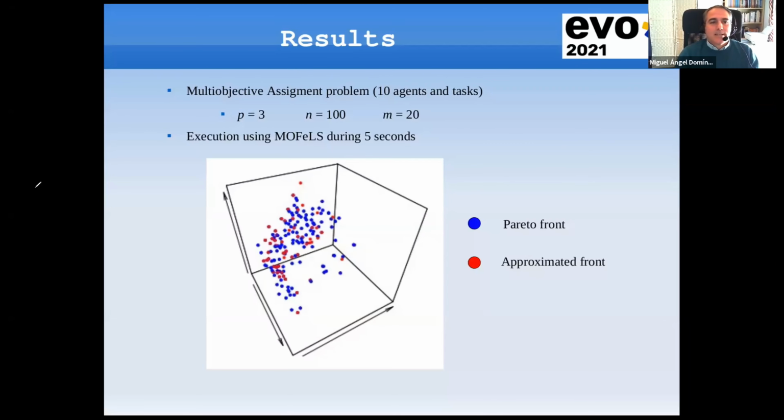In this graph, we can see an example for the multi-objective assignment problem with 10 agents, only 100 variables. And we can see in blue the complete front, and in red, the approximating front using MoFELS in only 5 seconds. We can see that with only 5 seconds of execution, the approximative front is well spread and apparently very close to the true Pareto front.